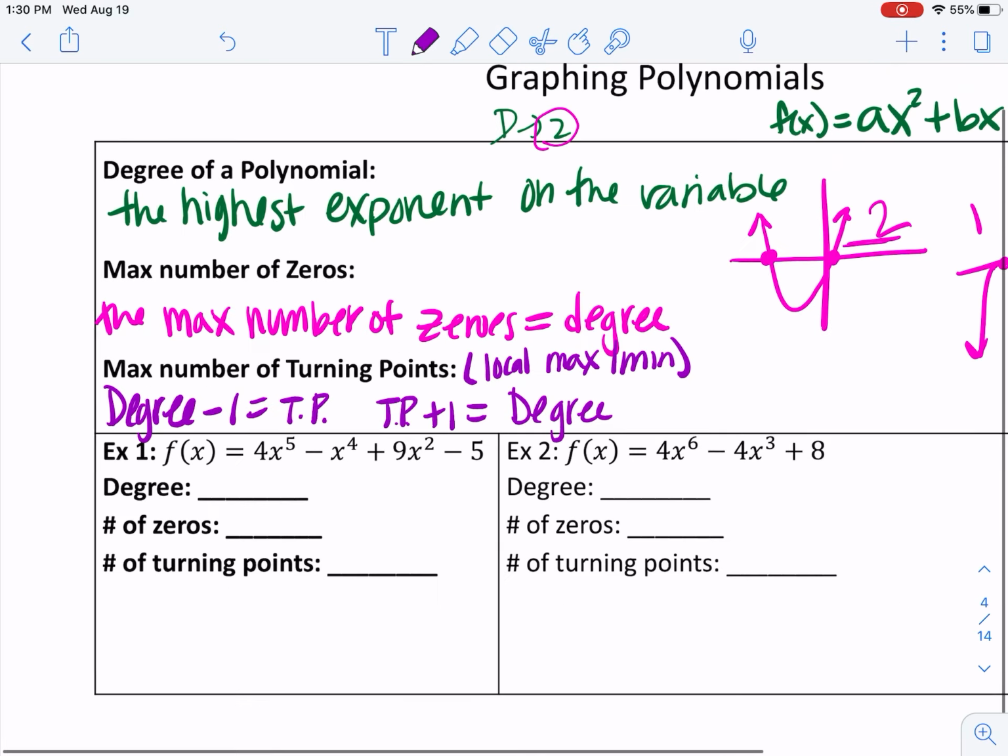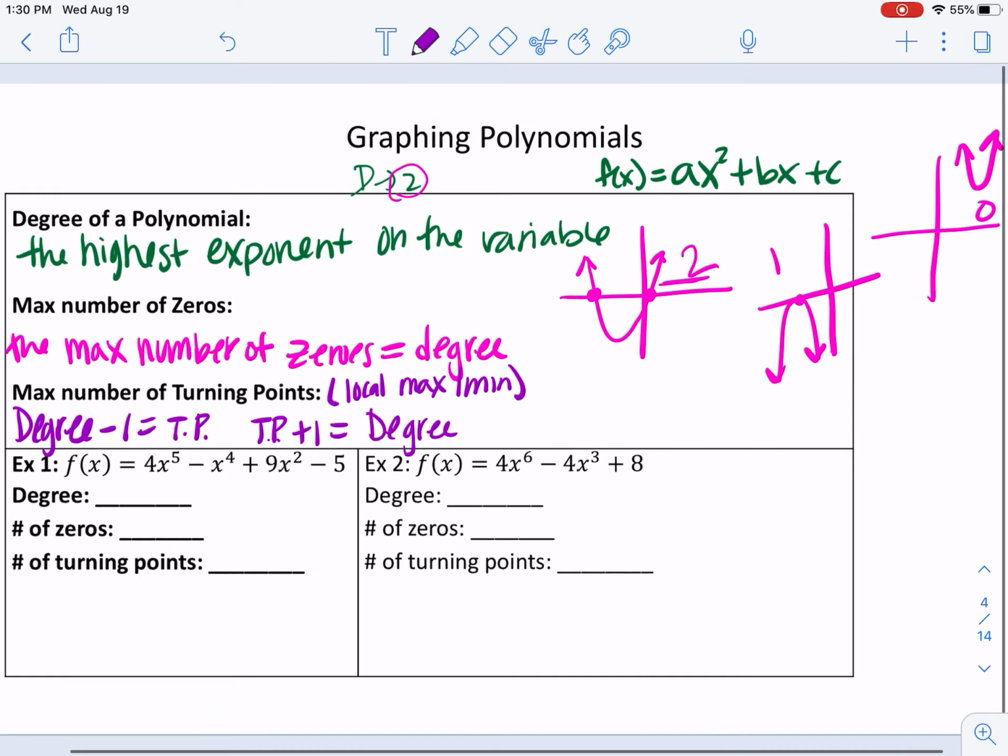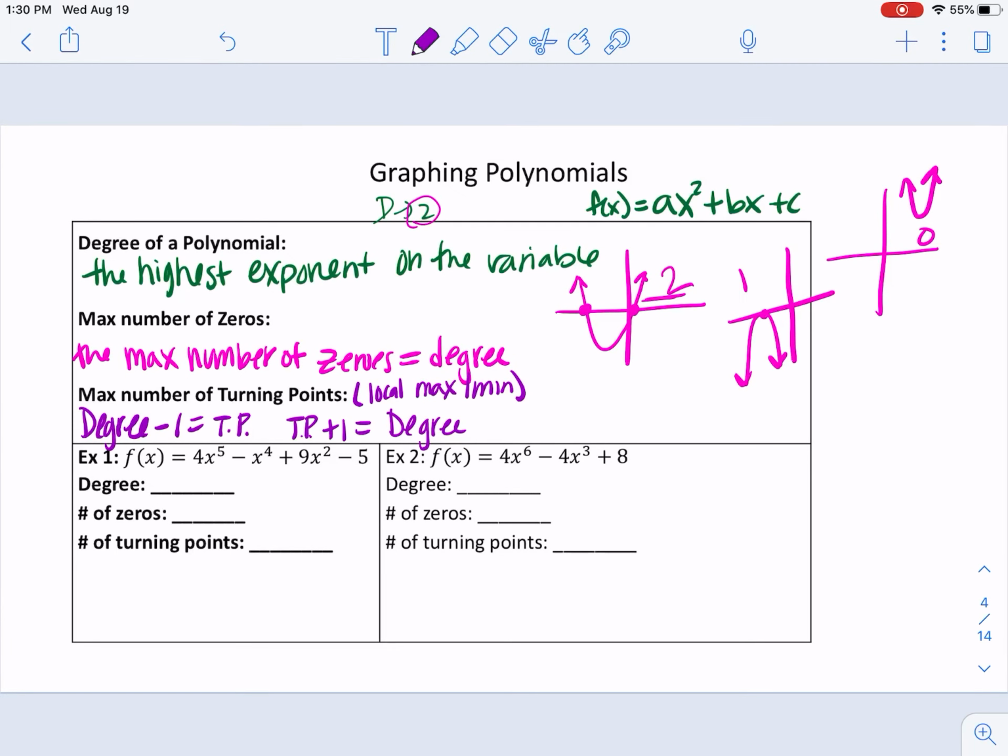Once again, this is the maximum. Typically, this is correct, but just like we saw over here where it could be less, you could see the same thing here. You could have fewer turning points than what the rule says you can have. However, you can never have more. And we see this by saying, okay, this has 1, 1, and 1. The degree was 2, minus 1 equals 1. So they each have 1 turning point.